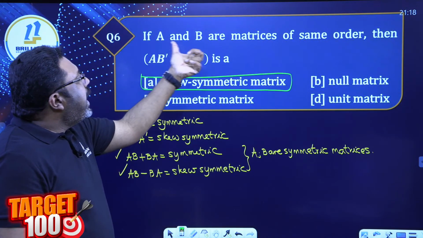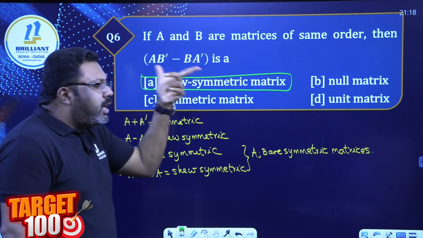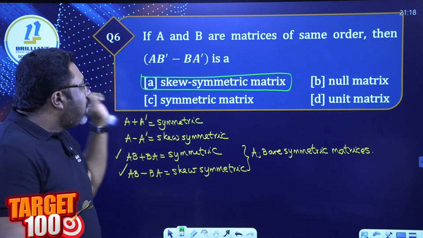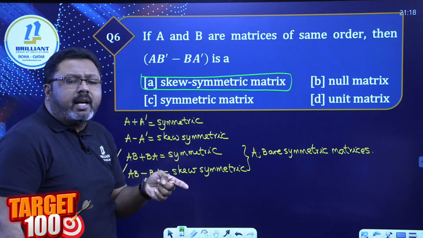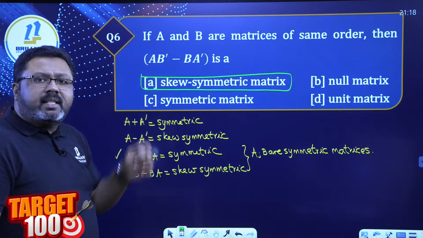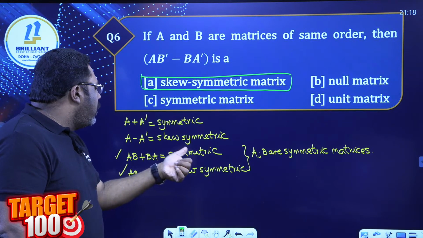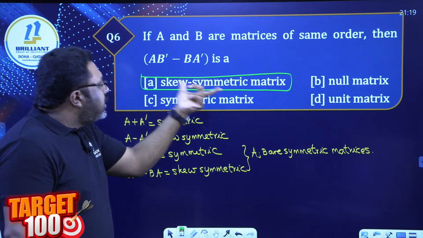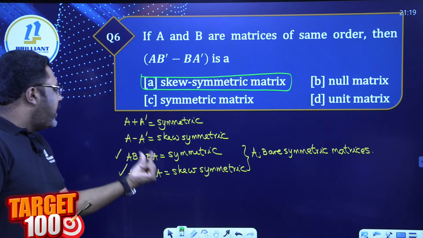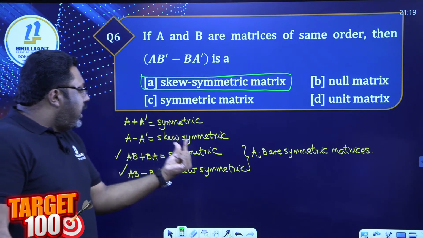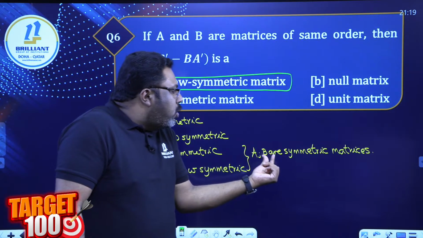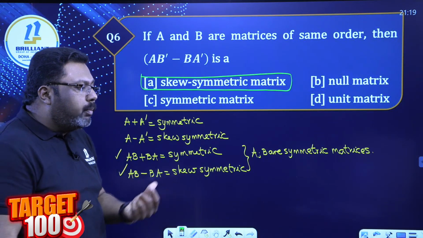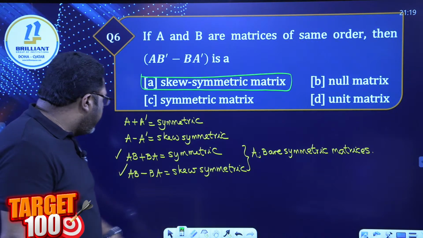So listen once again: A and B are matrices of the same order, then AB minus BA should be skew-symmetric. So AB dash minus BA dash. Also, if they say AB dash plus BA dash, then definitely that is also going to be symmetric. Remember, AB dash minus BA dash is skew-symmetric, but AB plus BA and AB minus BA are symmetric and skew-symmetric if and only if A, B are symmetric matrices. Okay, moving forward, my dear students, next question.